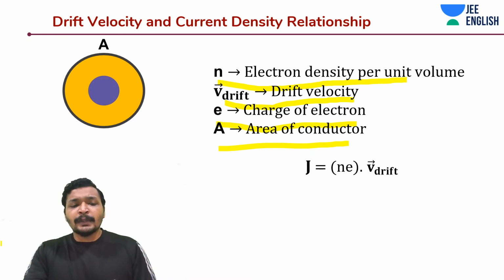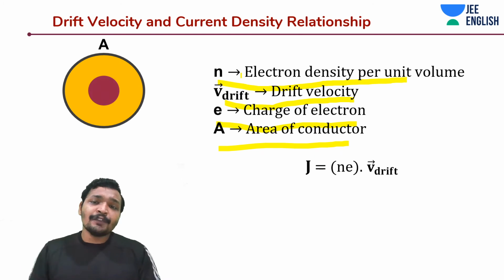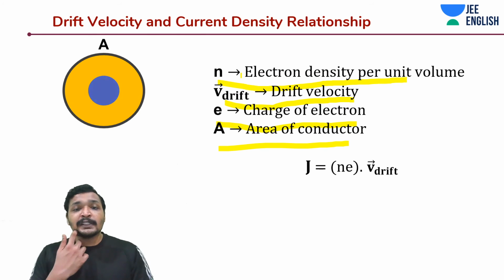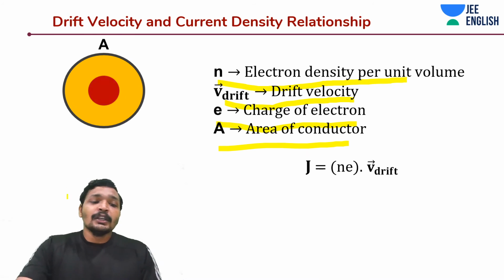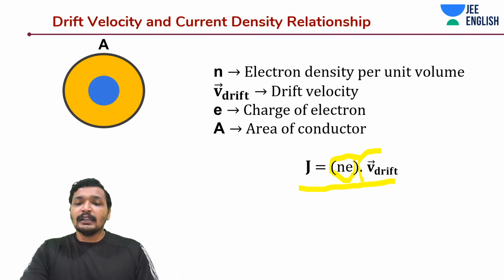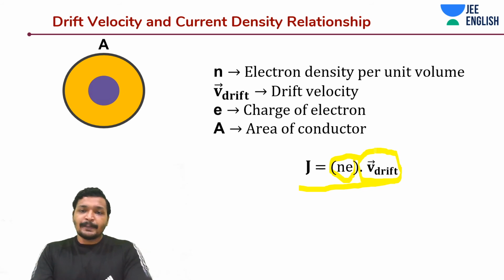So the rate of flow of charges would be N into E into VD per unit area, because N is nothing but electron density per unit volume. Electron density itself is per unit volume, but we are writing it specifically because we are talking about current density and not specifying it in terms of unit volume. So J is equal to N into E into VD: the total number of charges changing in an area with respect to time, proportional to the drift velocity.